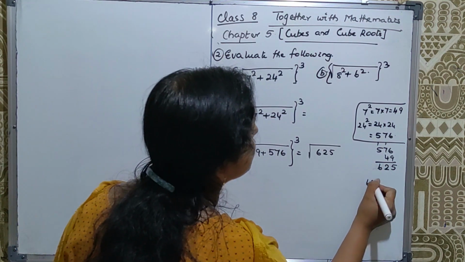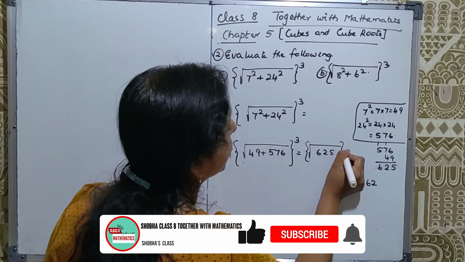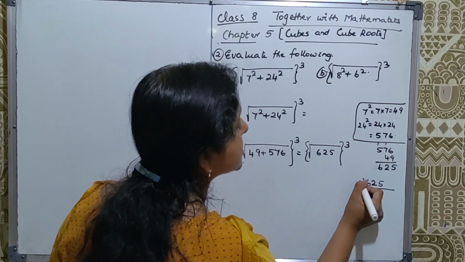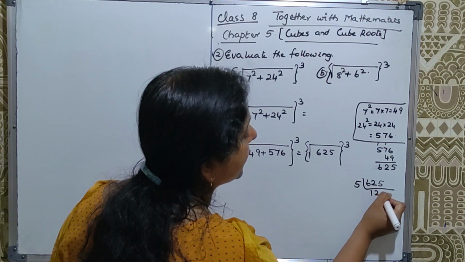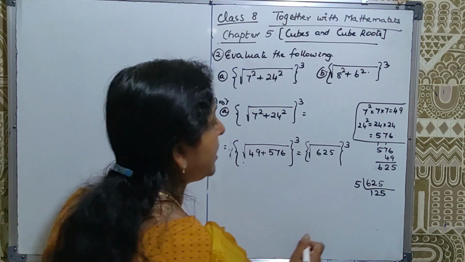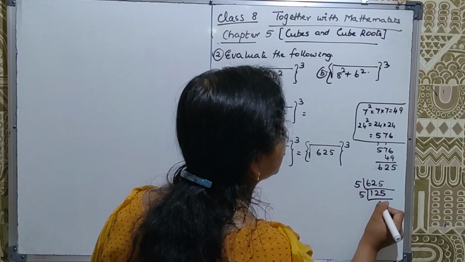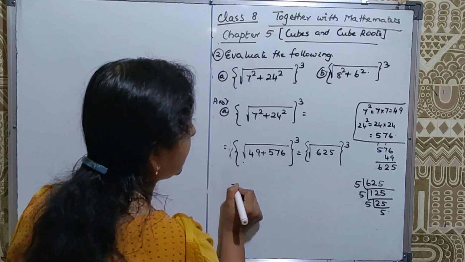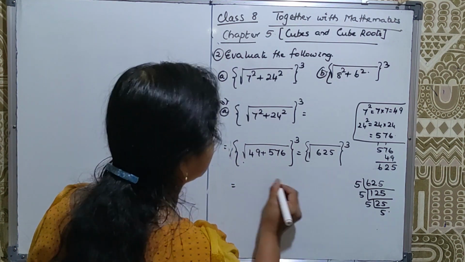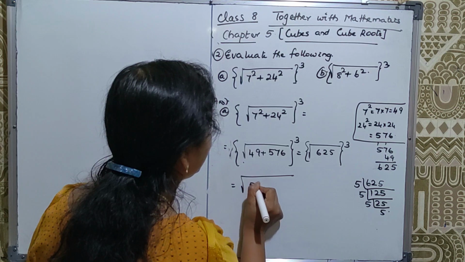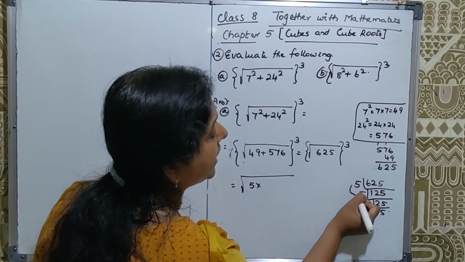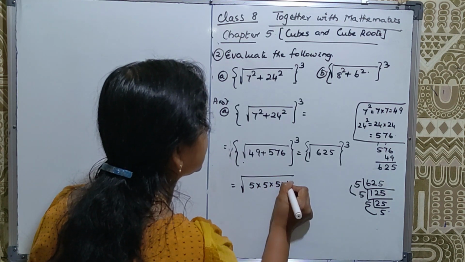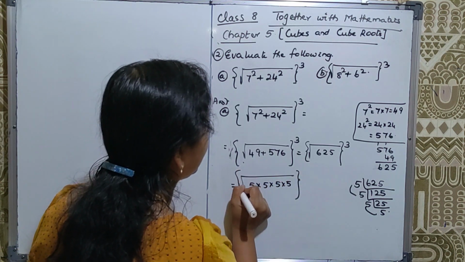Now we'll do the prime factorization of 625. With the 5 table we'll divide. We'll get 125. Again with the 5 table we'll divide. It will be 25. Again with the 5 table, 5 and 5. So 625 can be written as square root of 4 5's, or you can write 5 squared into 5 squared. So 1, 2, 3, 4 5's, the whole raised to 3.